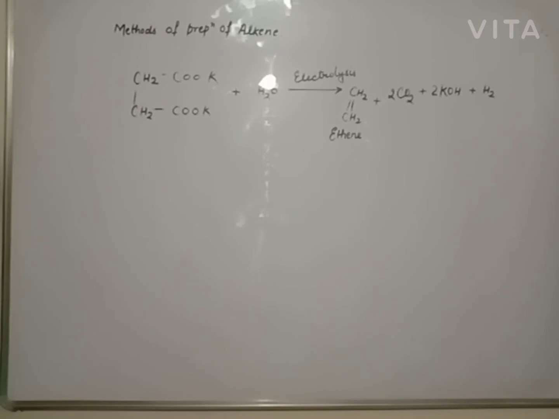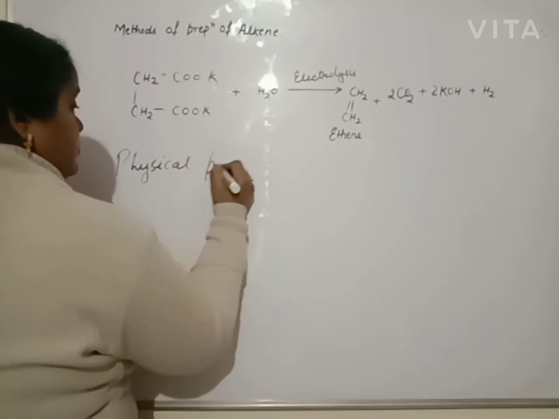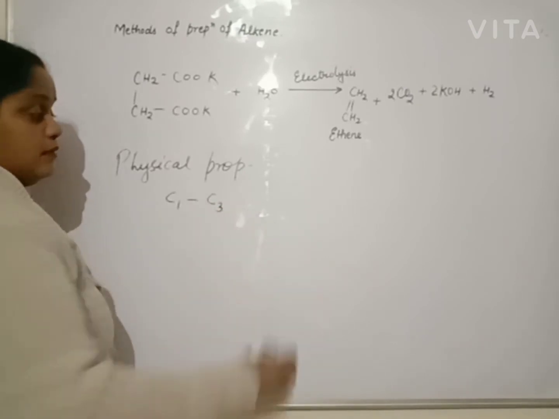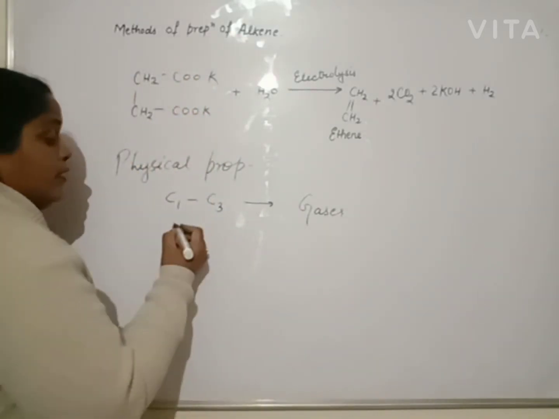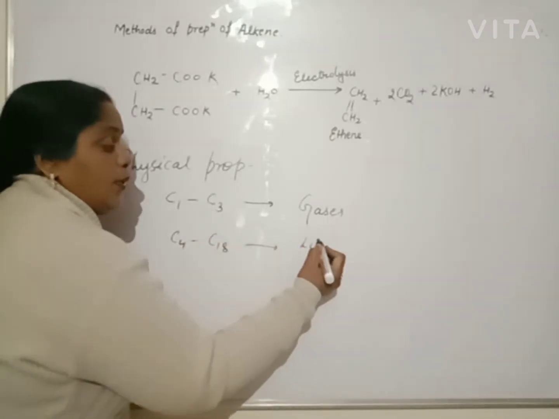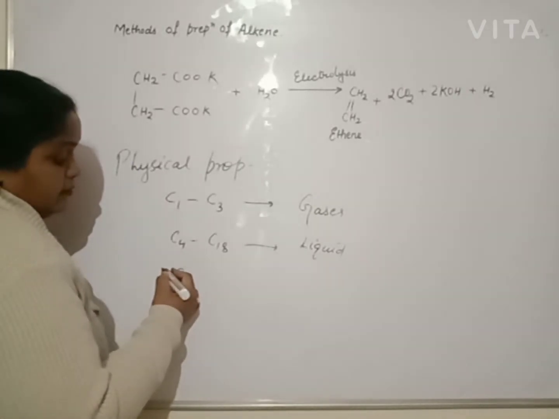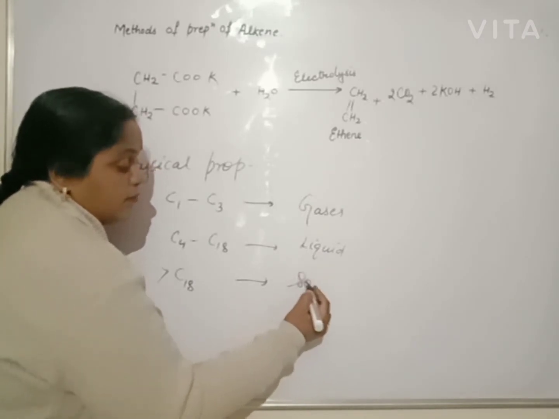Now, what are the physical properties of alkene? Beta, physical state. First 3 members are gases, colorless gases at room temperature. Next 14 members, that means C4 to C18, are liquid at room temperature, and higher, more than C18, are solid at room temperature.